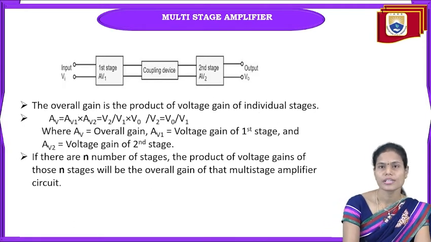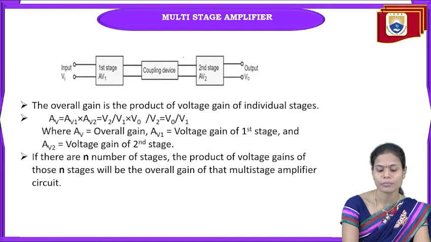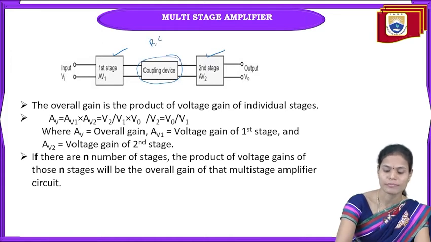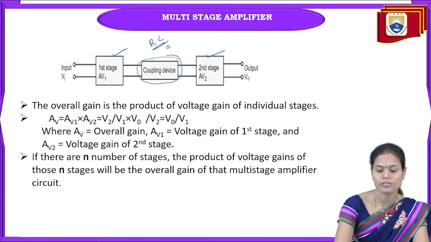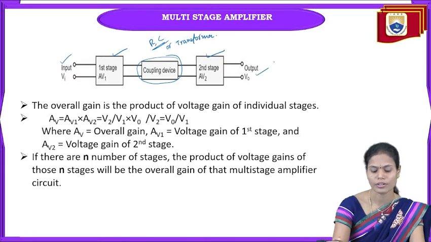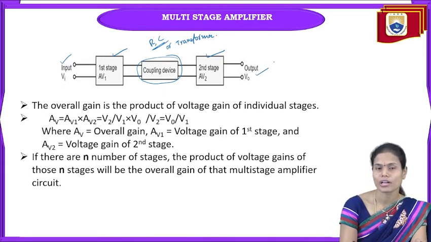Okay. So the same circuit I am considering again here. This is the first stage and this is the second stage, and this is the coupling device. We can use either a resistor or a capacitor, or else we can also use a transformer in order to couple the two stages. Here we are providing the input voltage V1 and we are taking the output in the second stage, that is V0. So the overall voltage gain of this multi-stage amplifier is the product of the gains of the individual stages in the multi-stage amplifier.